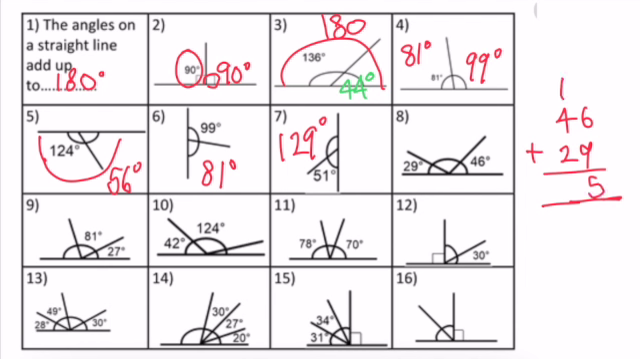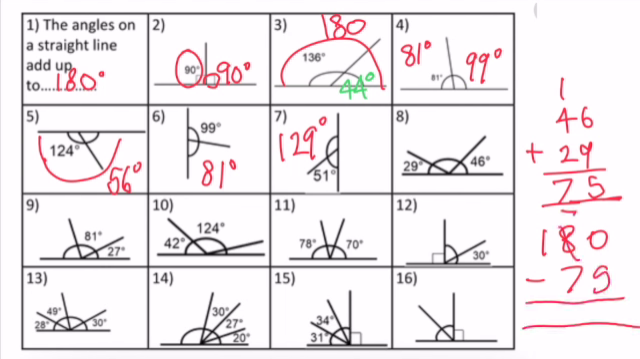Carry the 1. 4, 5, 6, 7. So that's 75, right? So we've got here 75. These two equal 75. Now, if we do 180 take away 75, some of you will have seen straight away that it's 105. If not, do that. So that is 105 degrees.